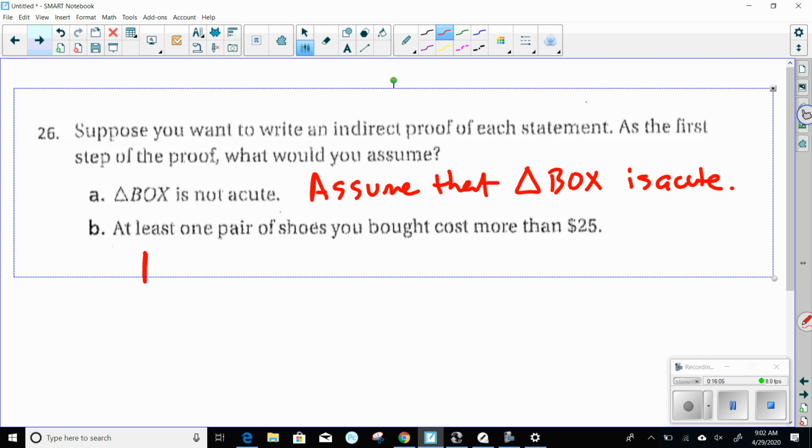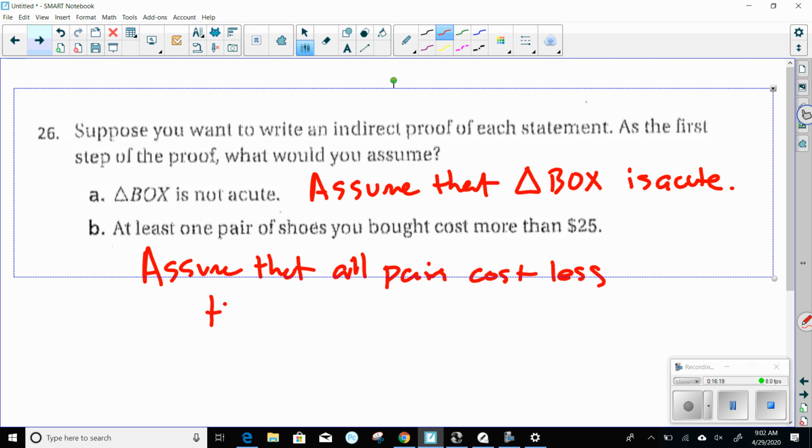So the first step is going to say, assume that all pairs cost less than $25. That'd be my negation or my assumption of the opposite.